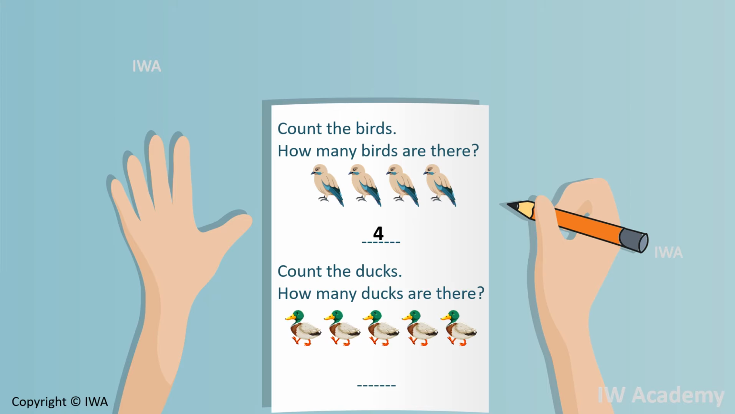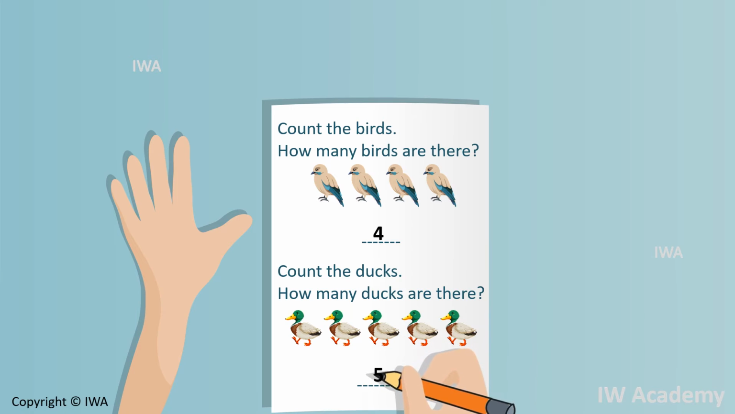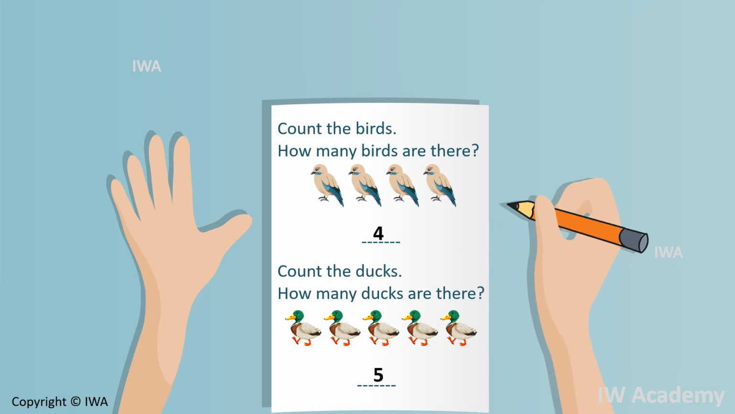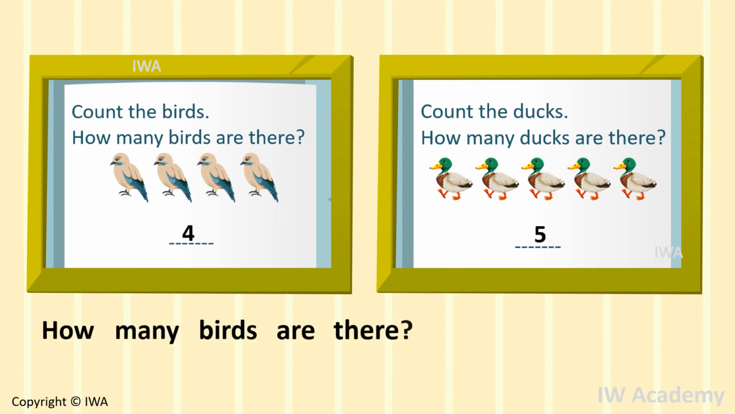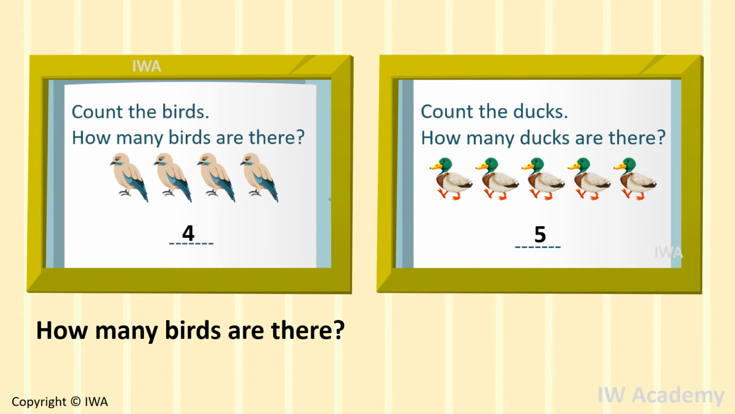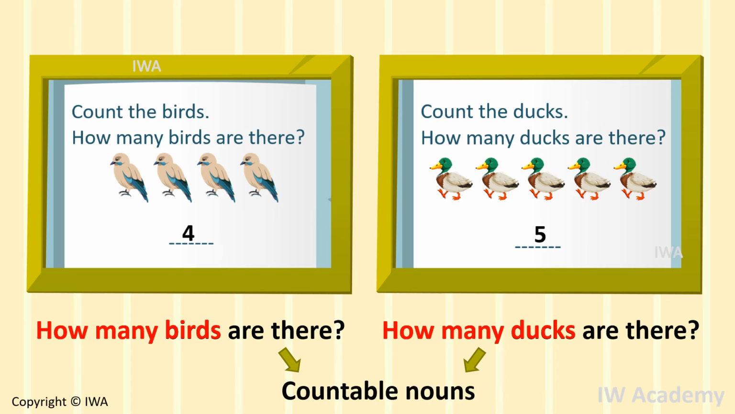1, 2, 3, 4, 5. There are 5 ducks. Excellent! Emily answered 2 questions. How many birds are there? And how many ducks are there? Both questions started with how many. Birds and ducks are countable nouns.